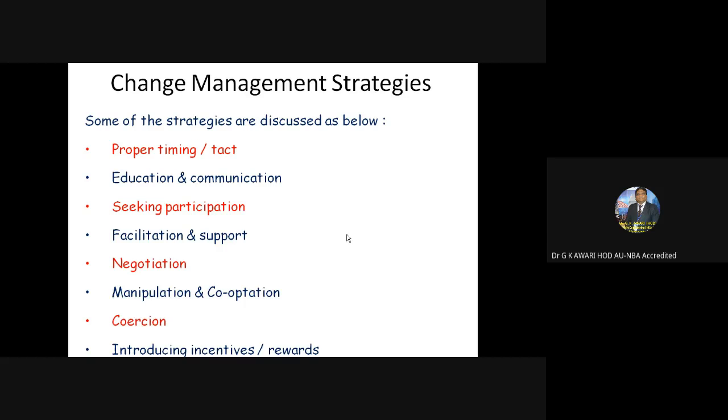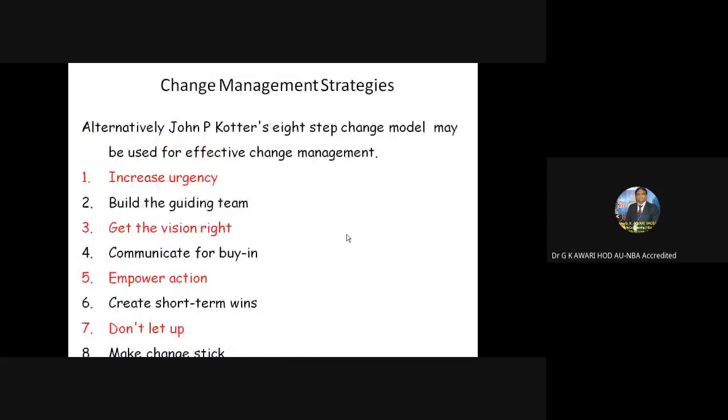Facilitation and support, negotiation, manipulation, and coercion, and introducing the incentives and the reward system. These are the change management strategies.